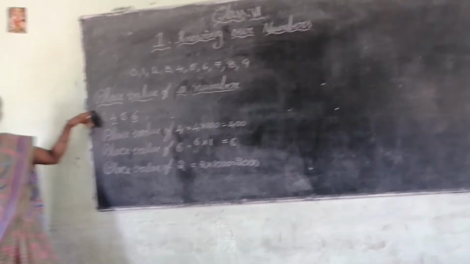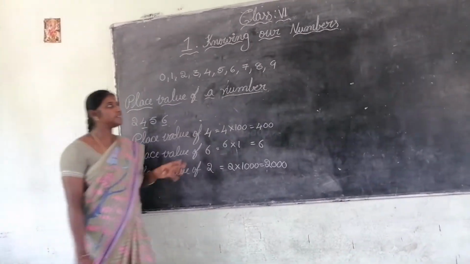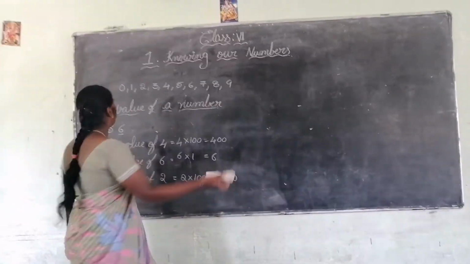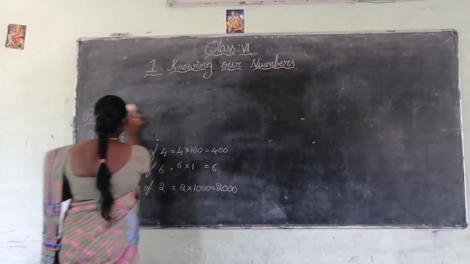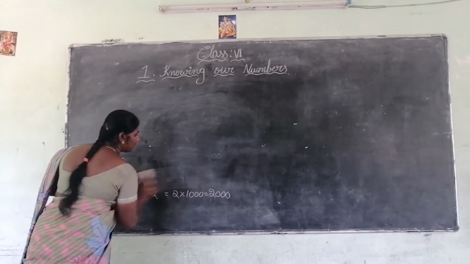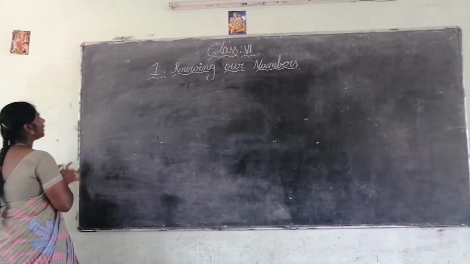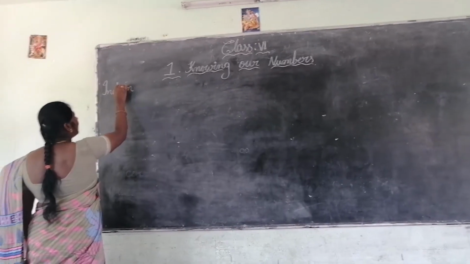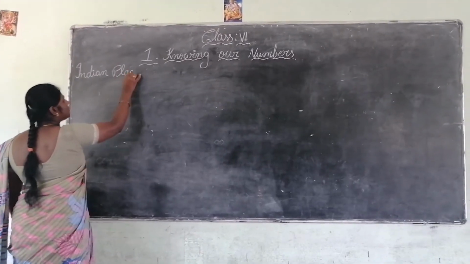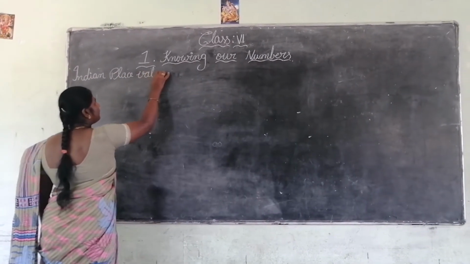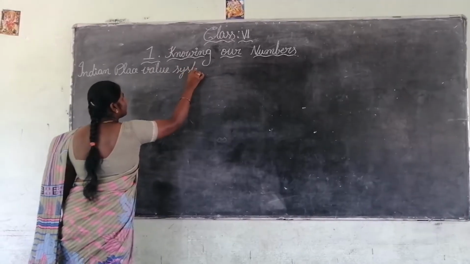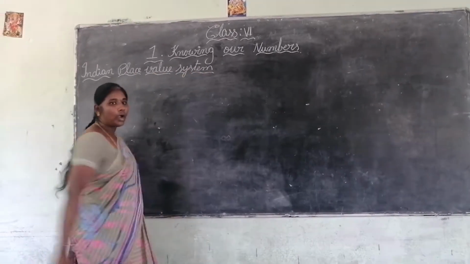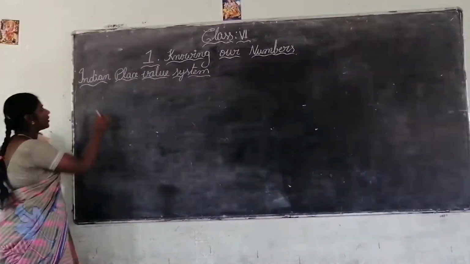Based on these place values, there are two types of number systems: the Indian place value system and the international place value system. Now we are going to discuss the Indian place value system. What are the places in the Indian place value system?